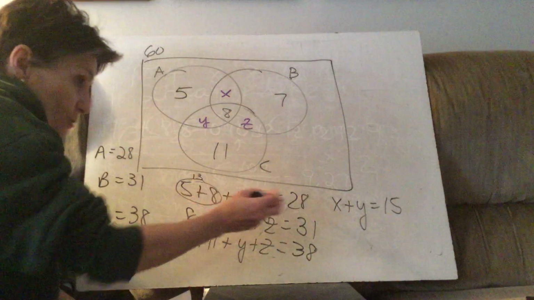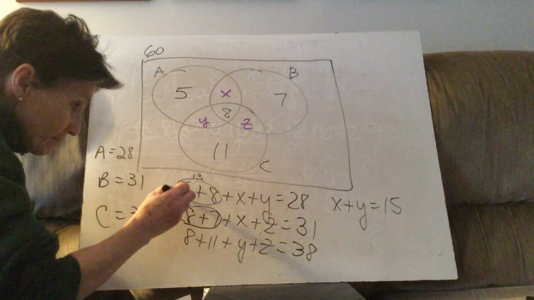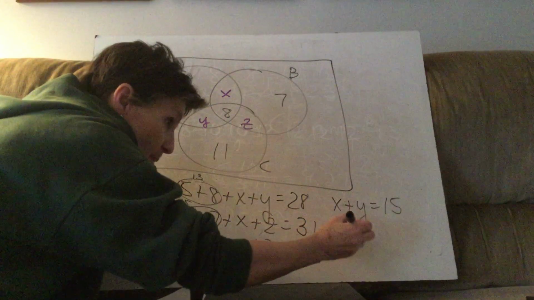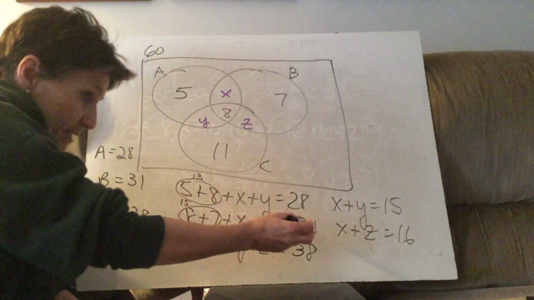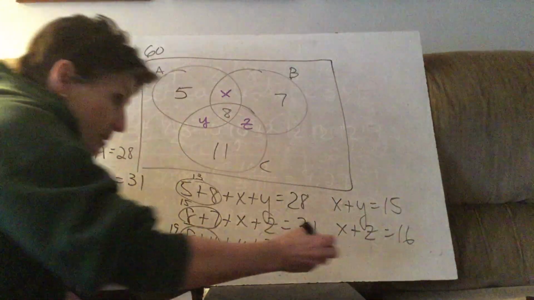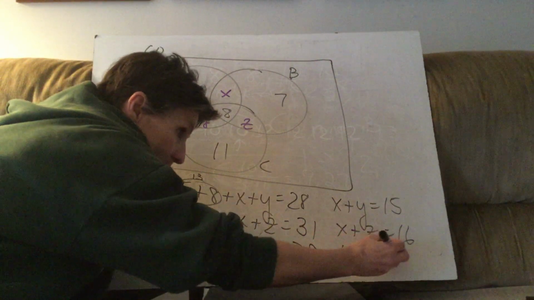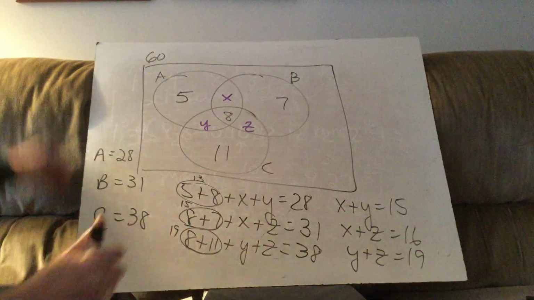I'm going to subtract that 13 from both sides. This is 15. So X plus Z is 16. I'm going to subtract the 15. And this is 19. So Y plus Z is 19. 38 minus the 19.